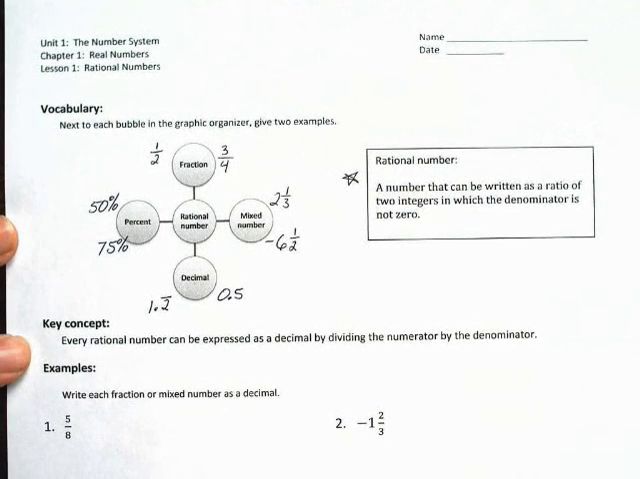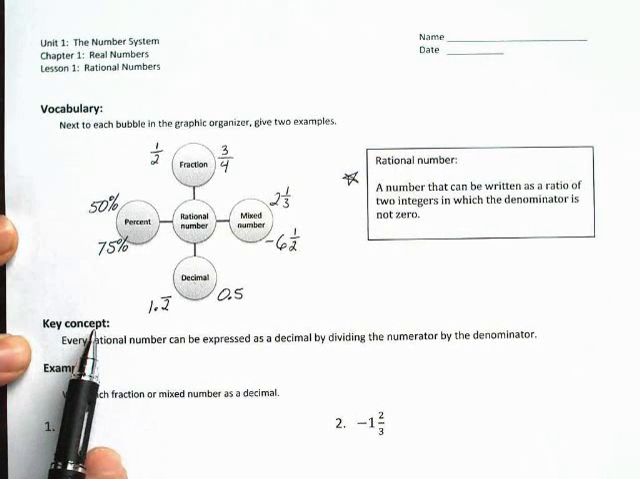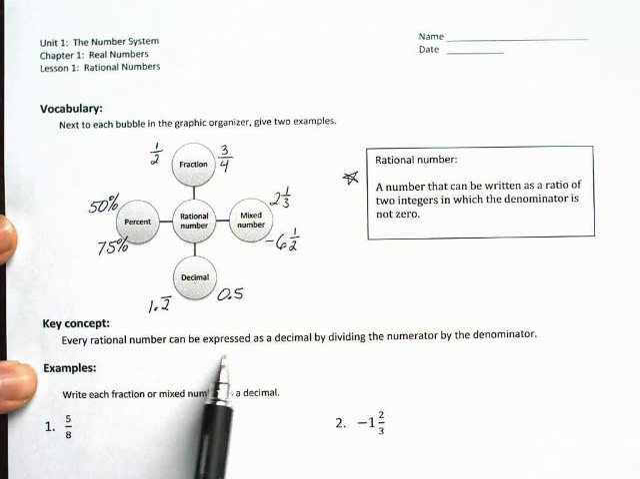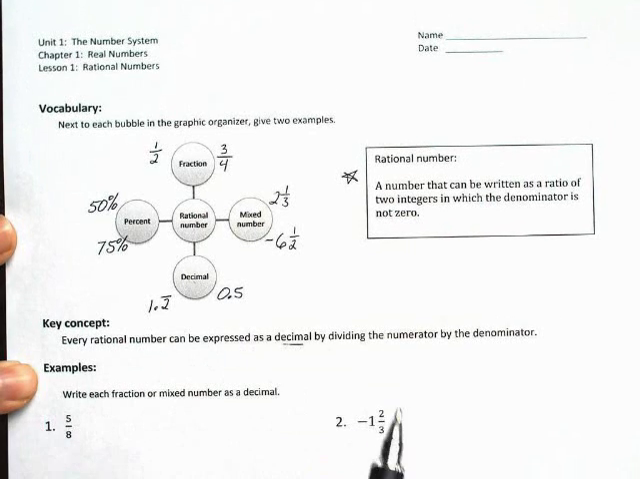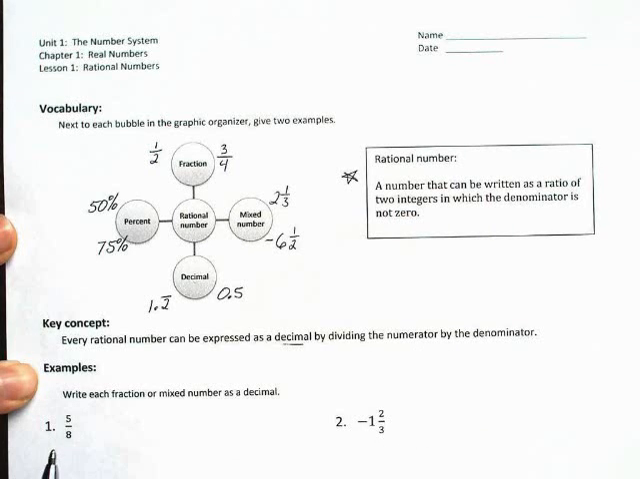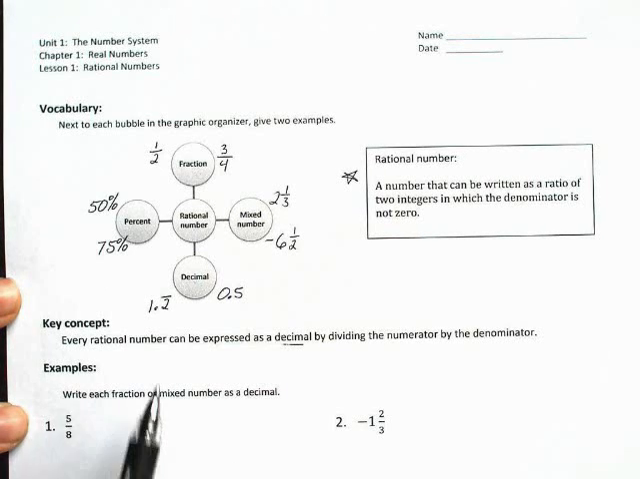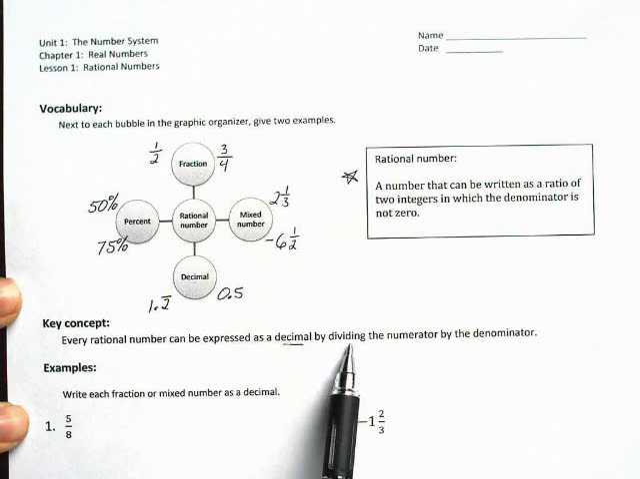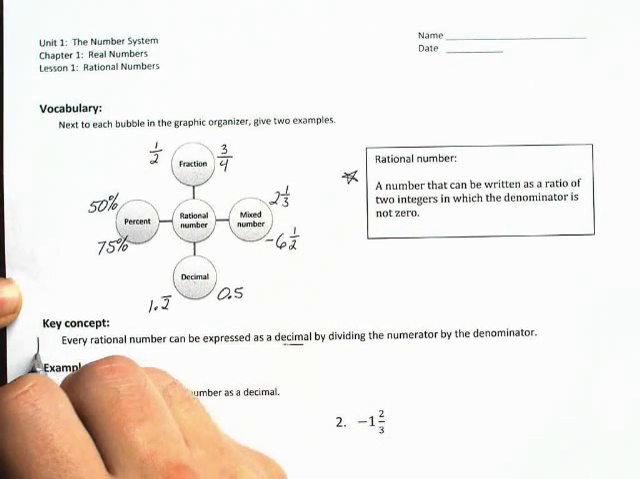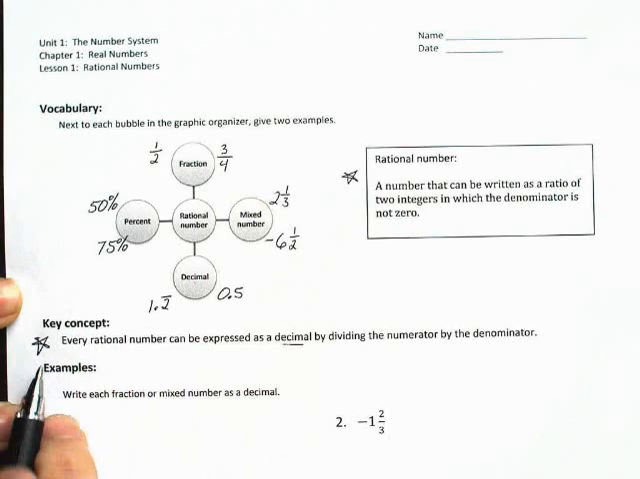Now, underneath the graphical organizer, you'll see the first key concept for today's lesson. Every rational number can be expressed as a decimal by dividing the numerator by the denominator. This key concept gives us a procedure for changing fractions into decimals, and that procedure is to divide the numerator by the denominator. You might want to put a star by this on your note page.